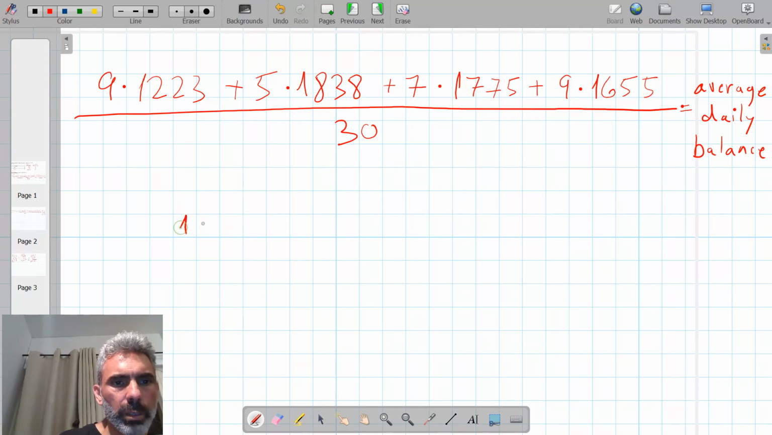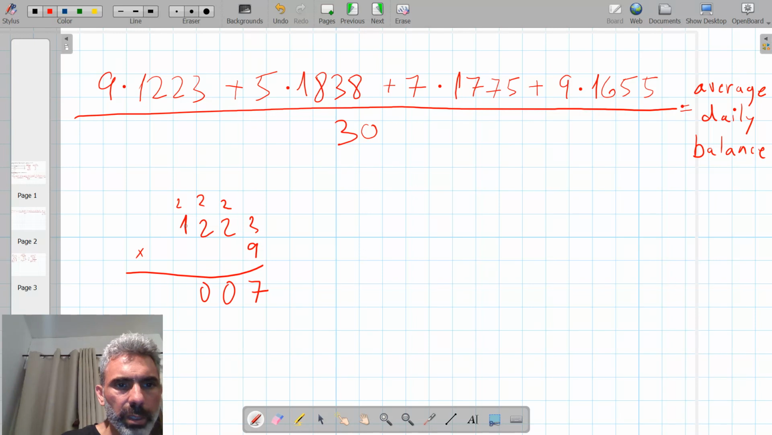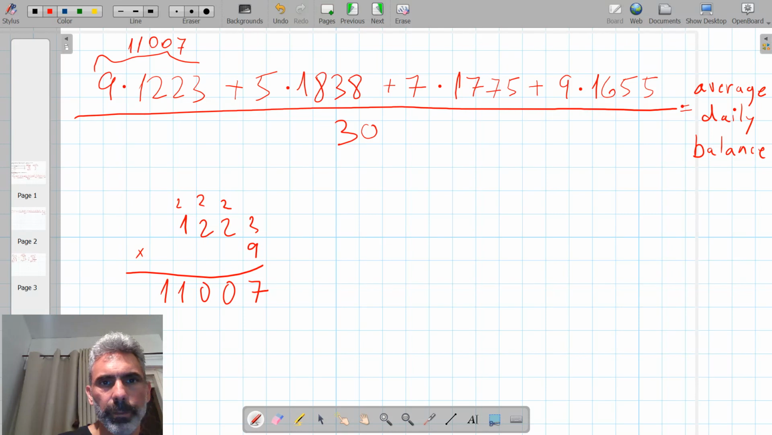So 9 times 1223. 9 times 3 is 27. 9 times 2 is 18, 18 plus 2 is 20. 9 times 2 is 18, plus 2 is 20. 9 times 1 is 9, plus 2 is 11. So this sum here is $11,007. Okay.